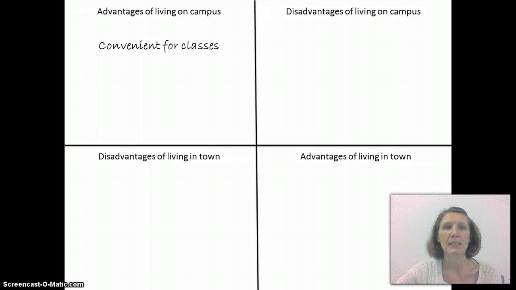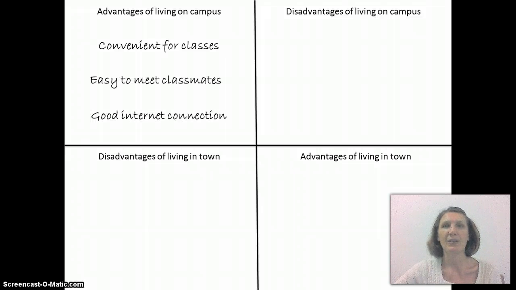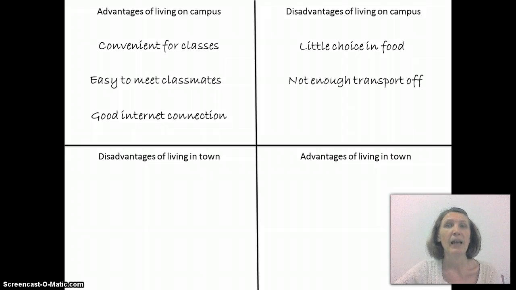Here are some examples. You might say that if you live on campus, it's convenient for you to go to class. Easy to meet your classmates. And there's a good internet connection. Well, most of the time anyway. But some disadvantages are that there's not a lot of choice when it comes to eating. And of course, not enough buses to get off campus. And not enough shops if you're one of those people who likes to shop like I do.